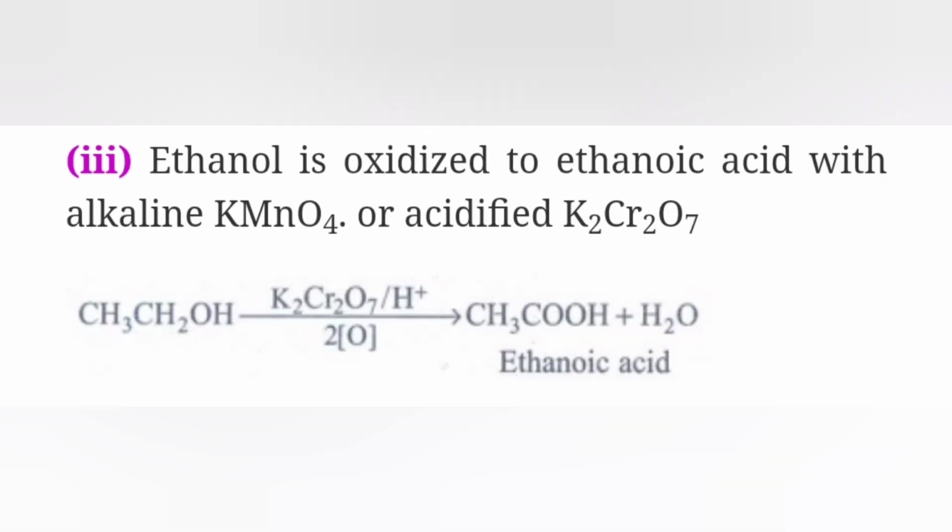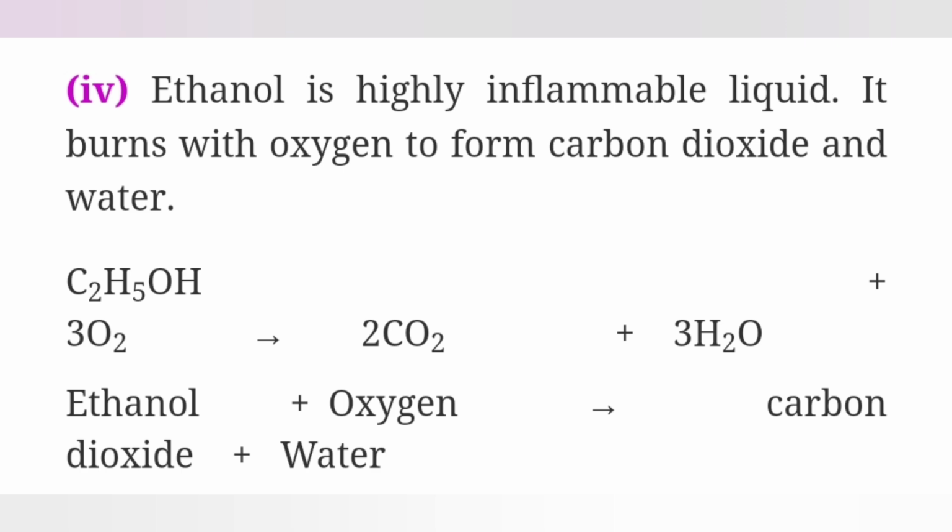Third point, ethanol is oxidized to ethanoic acid with alkaline KMnO4 or acidified K2Cr2O7. CH3CH2OH with K2Cr2O7/H+ gives CH3COOH + H2O, ethanoic acid. Fourth point, ethanol is a highly inflammable liquid. It burns with oxygen to form carbon dioxide and water. C2H5OH + 3O2 → 2CO2 + 3H2O. Ethanol plus oxygen gives carbon dioxide plus water.